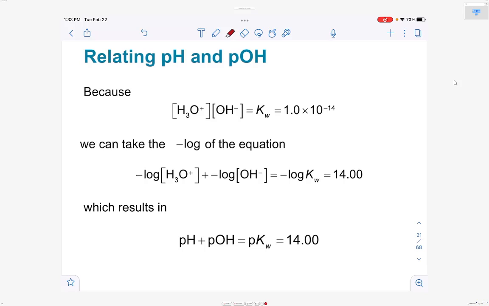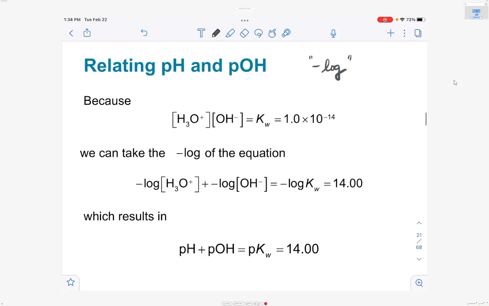Since negative log is a convenient way to express magnitudes of small numbers, we can also express concentrations of hydroxide and the value of Kw in p scales too. So here we're going to learn how to express hydroxide concentration and Kw values in p scales.